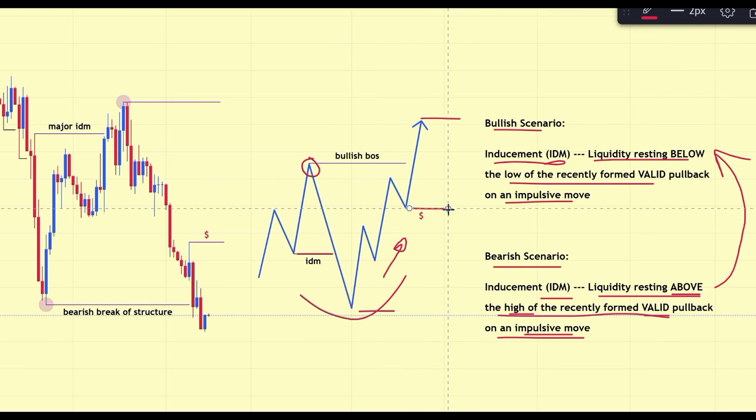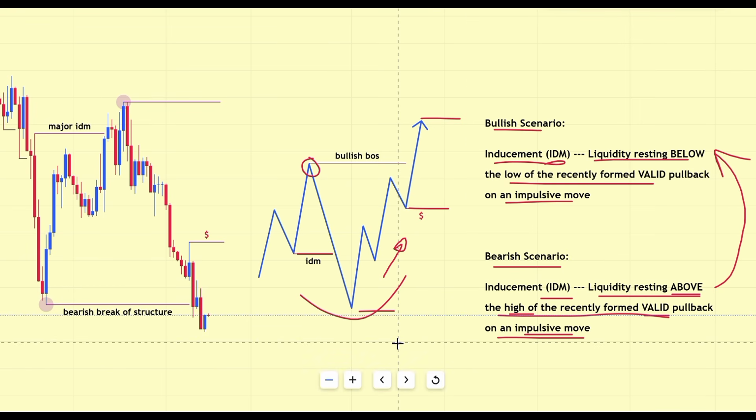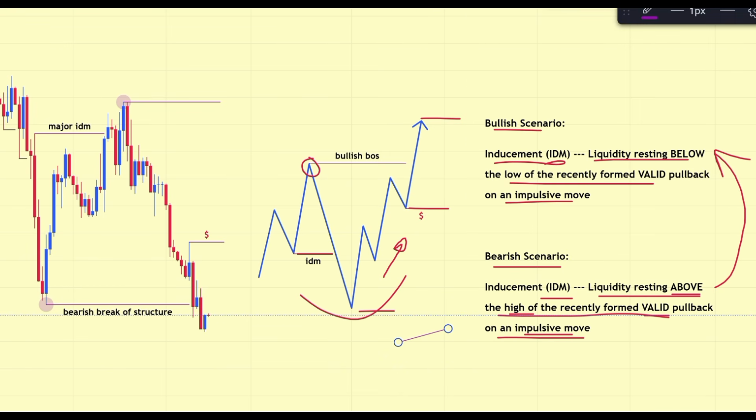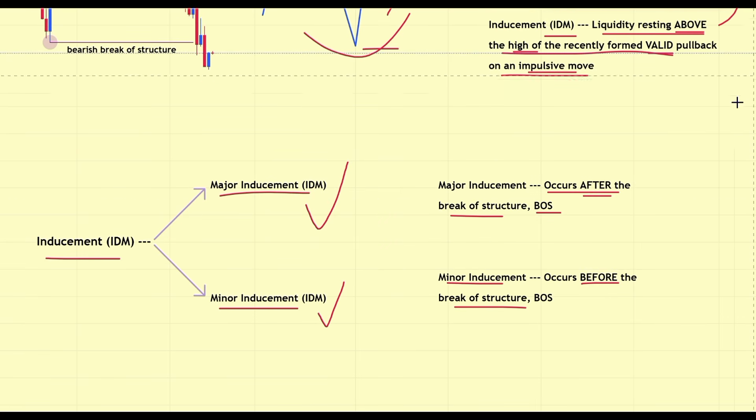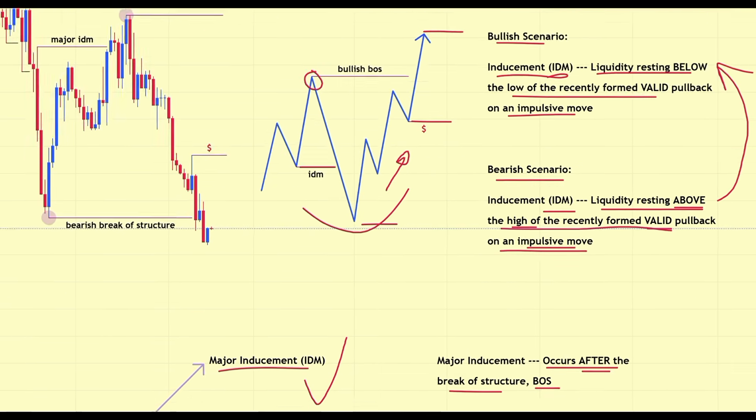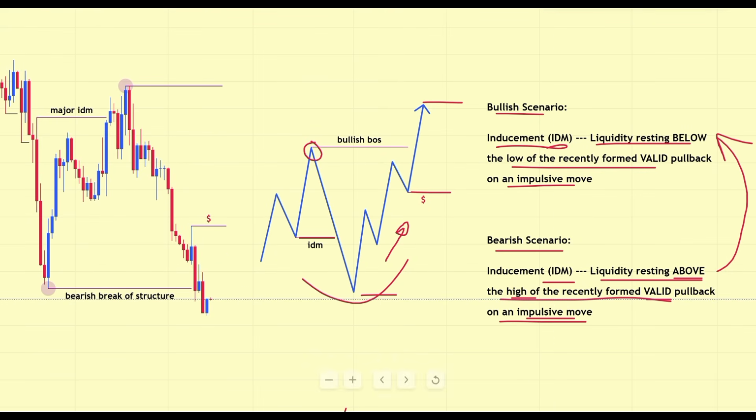Why? Because we said the minor inducement occurs before the break of structure. Right here on the definition, we say that the minor inducement occurs before the break of structure. So coming up here, we can clearly see that the break of structure was right here, and this pullback occurred before price created the break of structure, or before price broke past this swing point. So this one here is the minor inducement, and now the major inducement occurs after the break of structure.